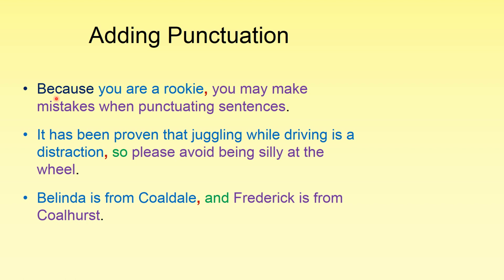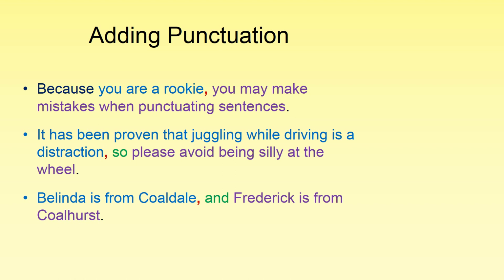We know this first example begins with a dependent clause. Dependent clauses are a type of fragment, and one thing I'd like you to remember, something that we'll cover more so in future presentations, is that commas always are needed if we're going to start a sentence with a fragment of any kind. And we know dependent clauses are a type of fragment. So this sentence is now correct once we add this comma in. Because you are a rookie, comma, you may make mistakes when punctuating sentences. We have a dependent clause with a comma and followed by an independent clause.